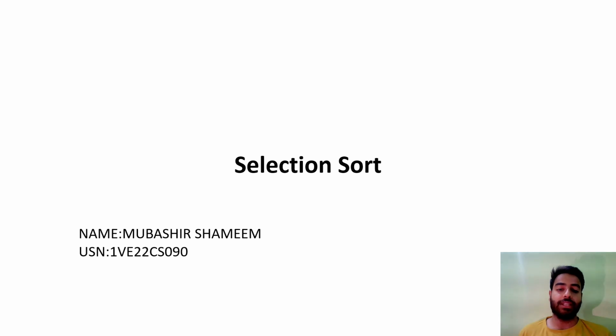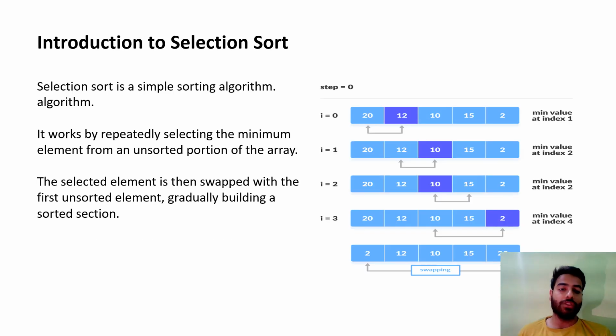Today we are going to discuss selection sort. Introduction to selection sort. Selection sort is a simple sorting algorithm. It works by repeatedly selecting the minimum element from an unsorted portion of the array. The selected element is then swapped with the first unsorted element, gradually building a sorted section.